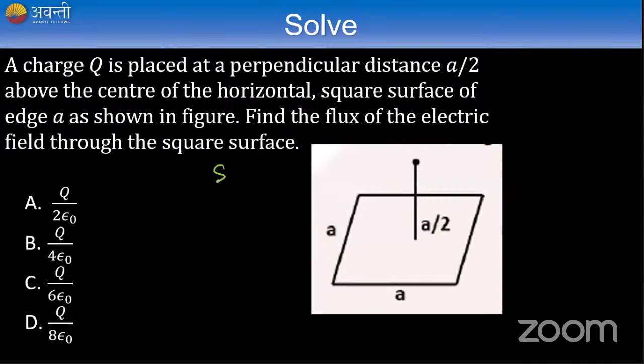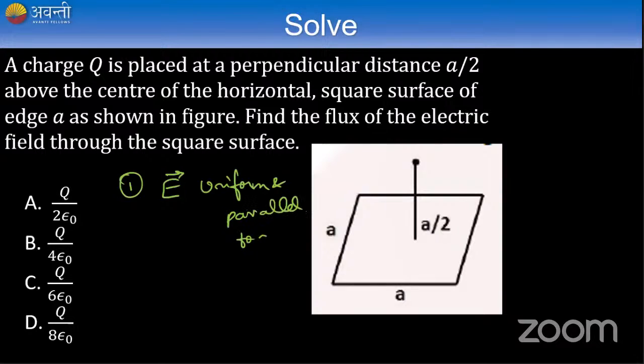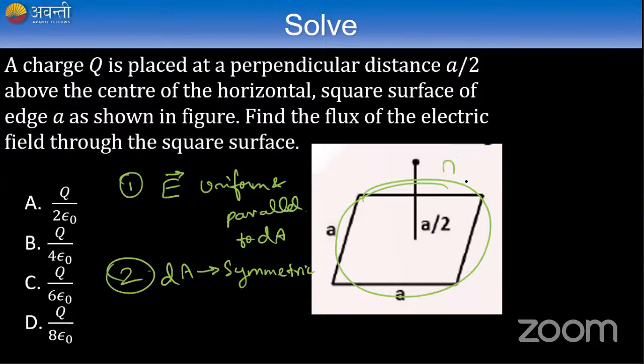So, for application of Gauss's law, the two conditions should be satisfied. First condition was my electric field should be uniform and parallel to dA, right? Again, my dA should be symmetric. So how to find, is it symmetric? Is my given surface, whatever the square which they had given, symmetric with respect to the charge?